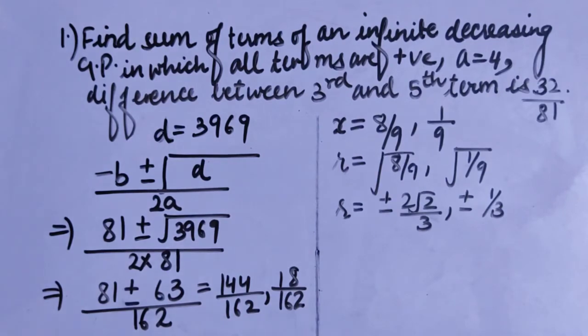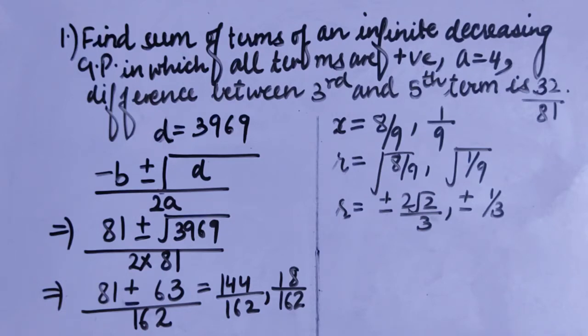Now we will find the sum of an infinite decreasing GP. As we are finding the sum, we have to take r here. Now the problem is whether we will take plus 2 root 2 by 3, or plus 1 by 3, or minus 1 by 3.